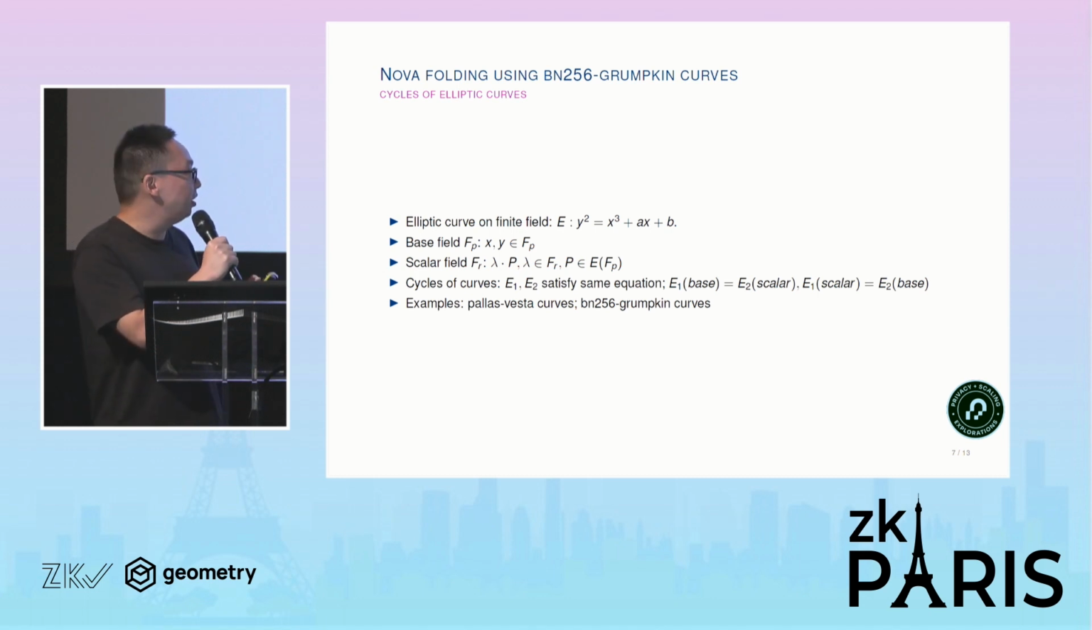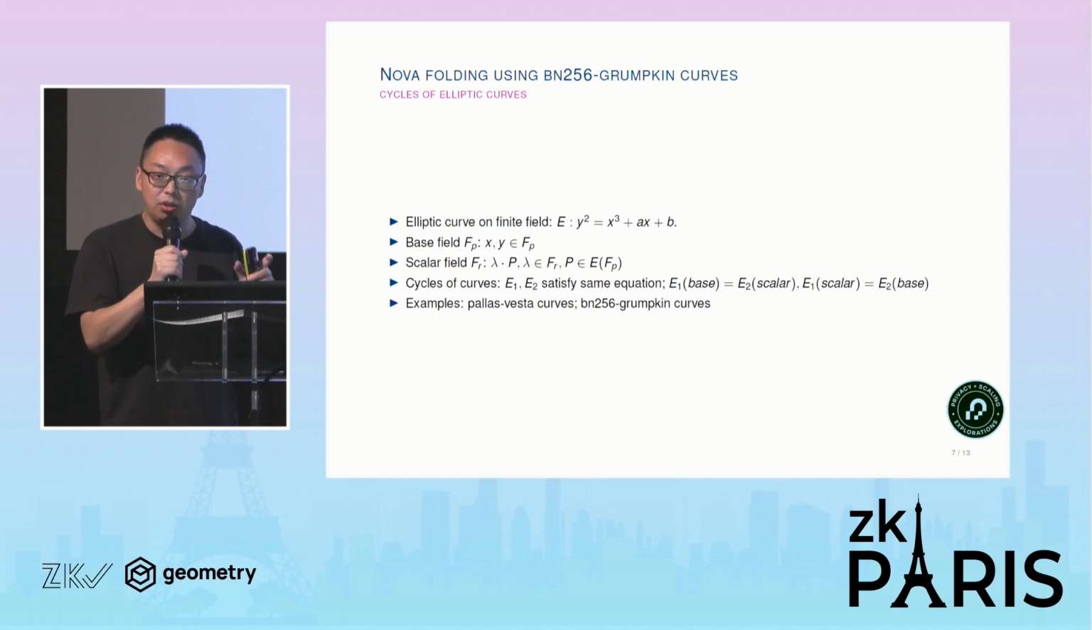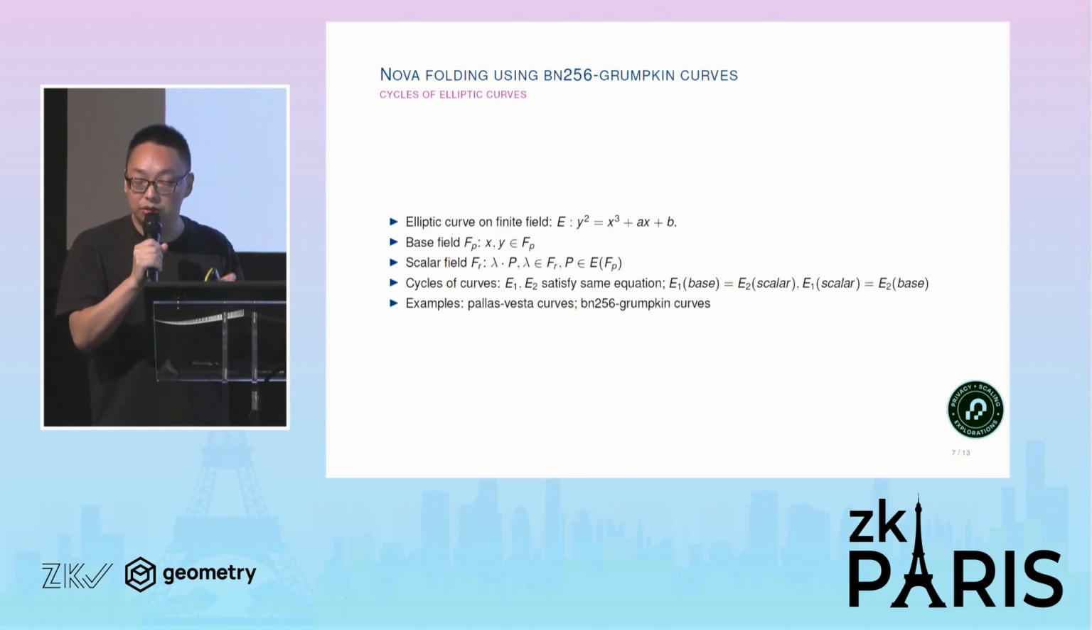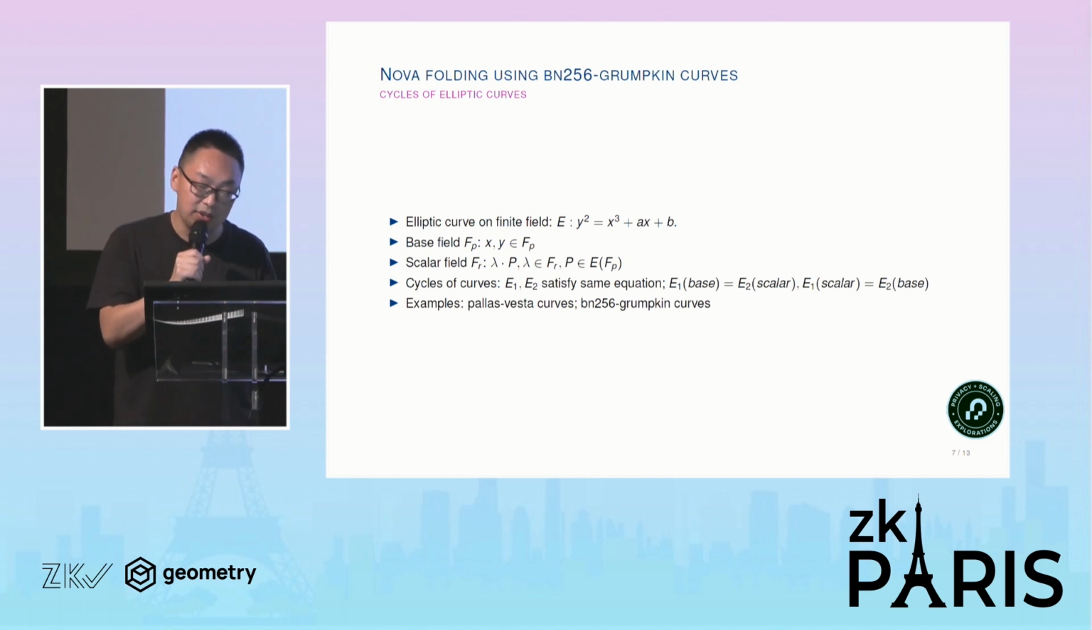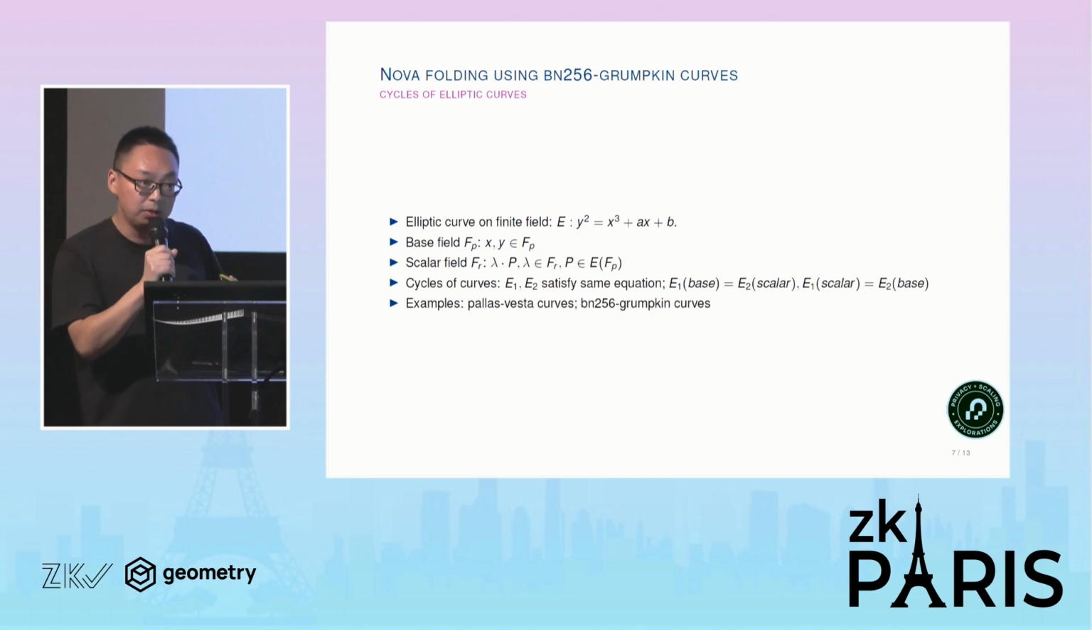So one idea is, without this kind of operation, we can use the constraint system of the dual curve, because the dual curve's scalar field is equal to the base field of the current curve. So we can have two constraint systems, and whenever we want to do a base field operation, we can use the dual curve constraint system to verify it. The heaviest operation I mentioned is the scalar multiplication for the elliptic curve point.